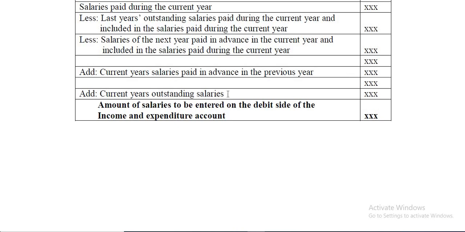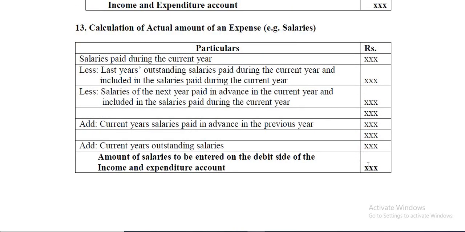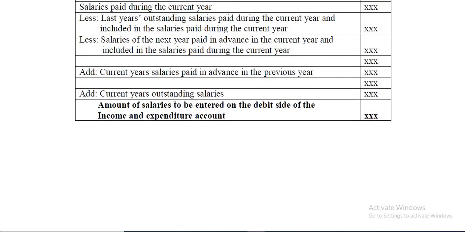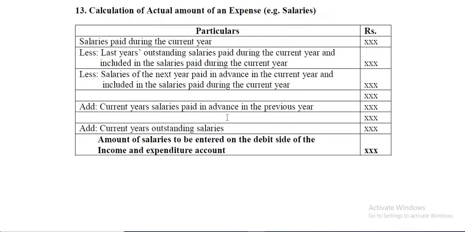Current year's outstanding salaries. This year salaries are outstanding, you have yet to pay that, and therefore that is current year expense, so that should be added. So thus it is taken here. So if you make adjustments, whatever you get at the end, that is nothing but the amount of salaries to be entered on the debit side of income and expenditure account.